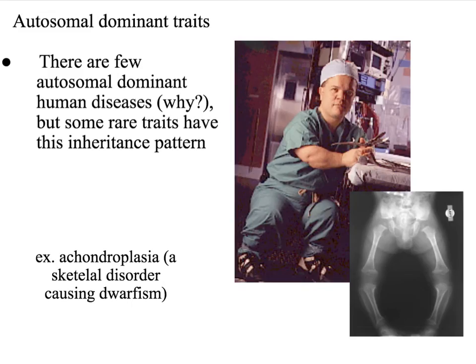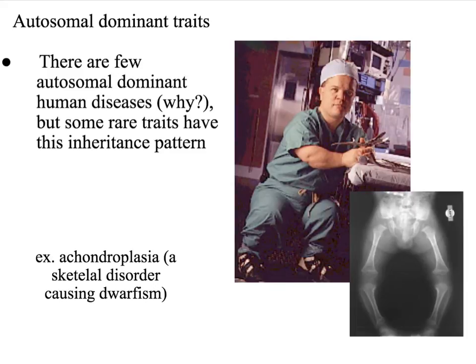Autosomal dominant traits. There are a few autosomal dominant human diseases, but some rare traits have this inheritance pattern. Skeletal disorders causing dwarfism is one example. One form of dwarfism is autosomal dominant.